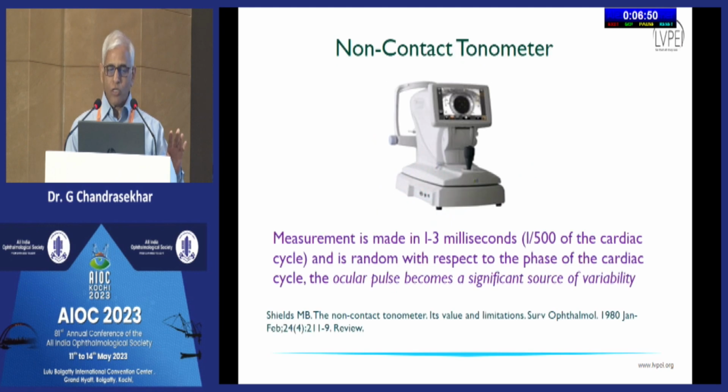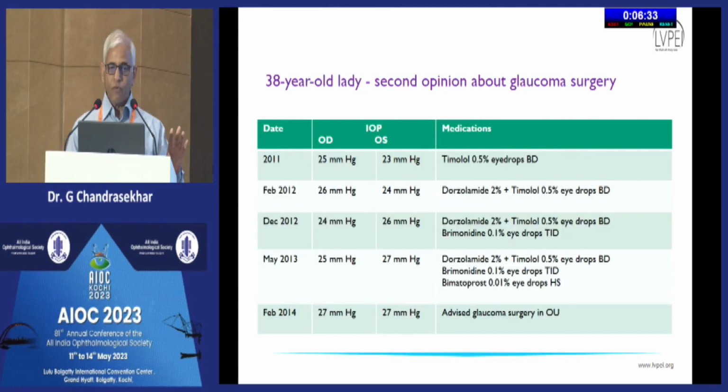So, talking about intraocular pressure, the only message I want to give is that the non-contact tonometer cannot be used to make a diagnosis or to follow up glaucoma patients. Because the pressure is measured in such a short span of time, 1/500 of the cardiac cycle, the variability is enormous.